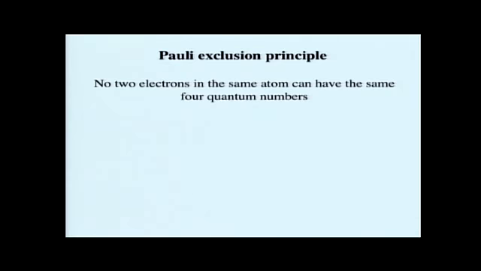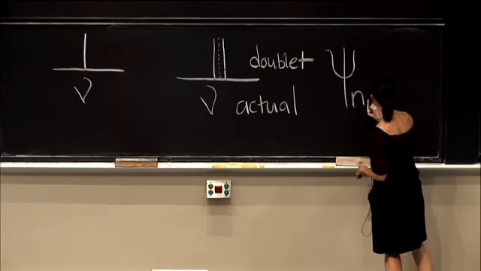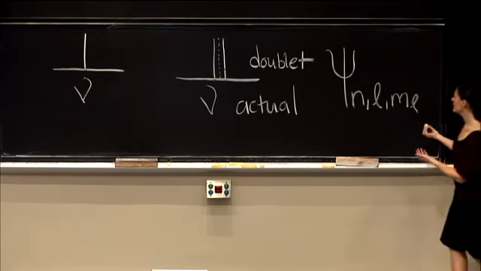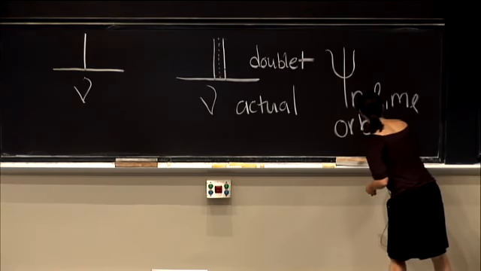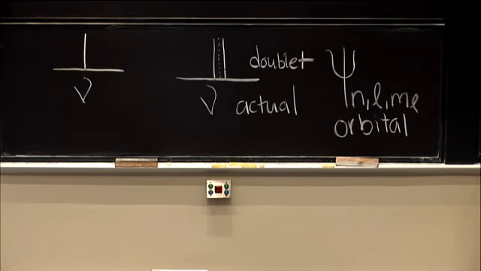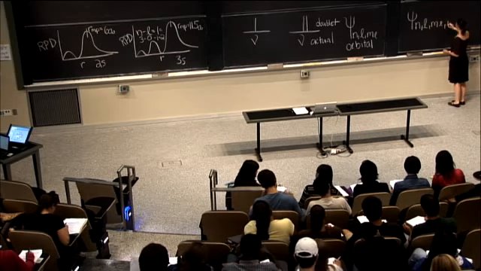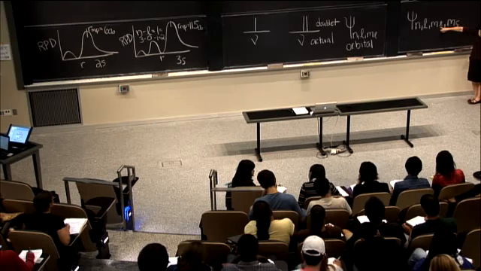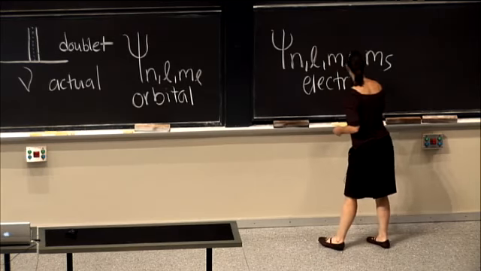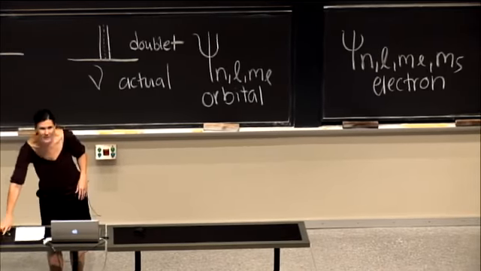So let's just think exactly what this means. That means that if we take a wave function and we define it in terms of n, l, and m sub l, what we're defining here is the complete description of an orbital. In contrast, if we're taking the wave function and describing it in terms of n, l, m sub l, and now also the spin, what are we describing here? An electron. So now we have the complete description of an electron within an orbital. So that's an important distinction to make.